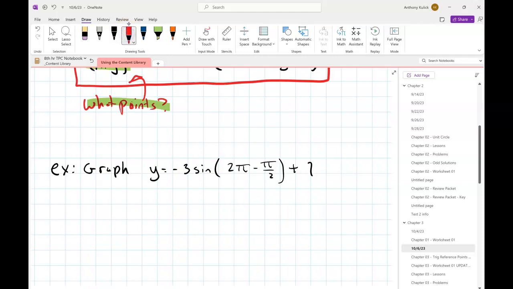All right, let's say we want to graph y equals -3 times sine of 2x minus pi over 2, plus 1. What's my first order of business going to be? I need the values for a, c, h, and k.